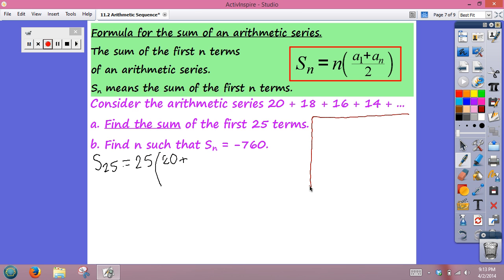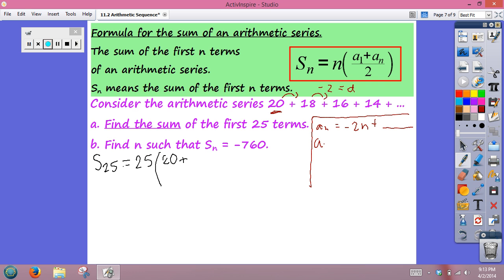Let's find the common difference. Notice we're subtracting 2 from each of our terms, so that's the common difference. So we get that a_n equals negative 2n plus a number. We can use any one of these terms. I'm going to use the first term to make it easier on us.